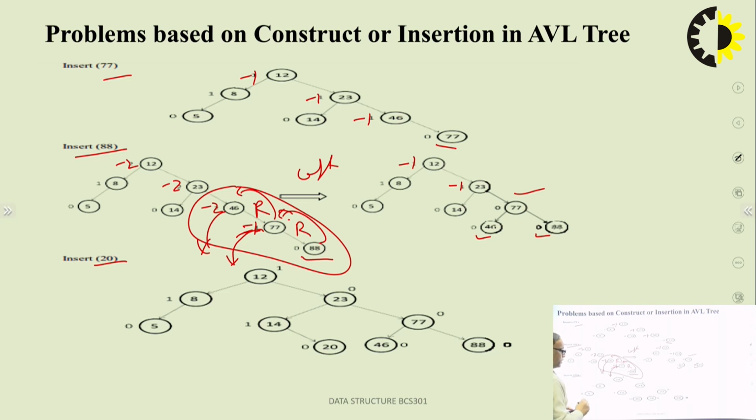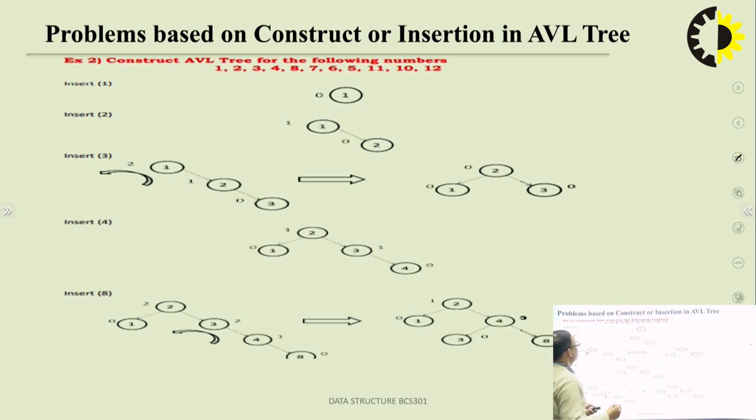Next we insert 20. When we insert 20, it will be inserted here. The balance factors are 0, 1, again 0, 0, 0, and the balance factor is -1. So this is also balanced.